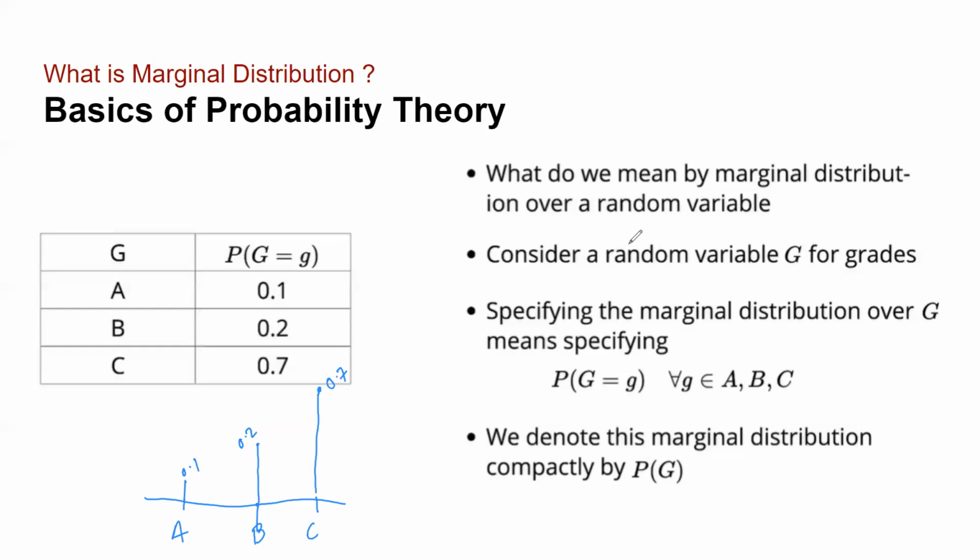So for example, if I am tossing 2 coins together, what could be my possible outcomes? I can get head, head. I can get head, tail. I can get tail, head. I can get tail, tail, right? So these are my random variables of this experiment.